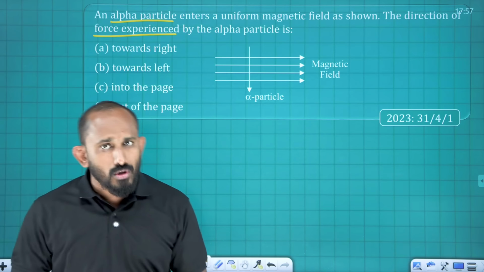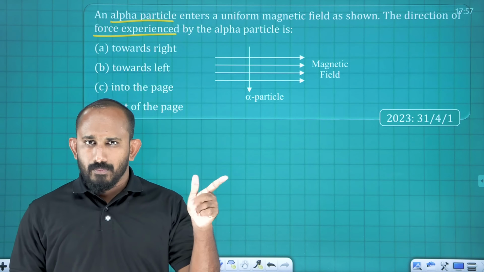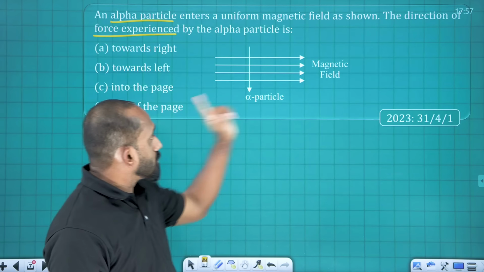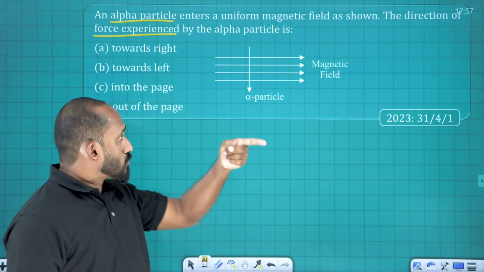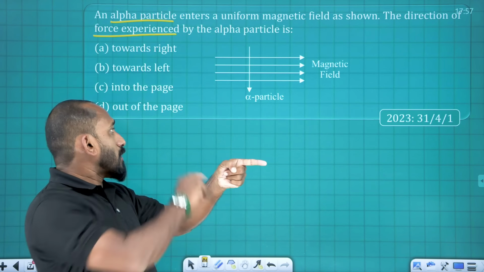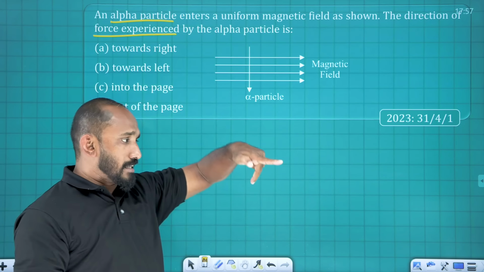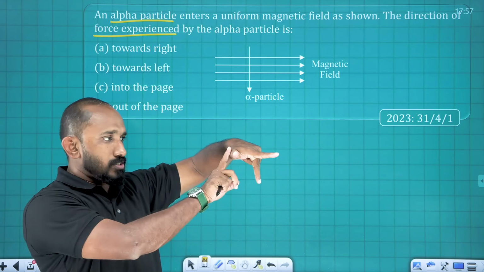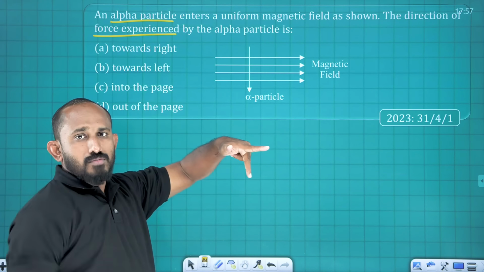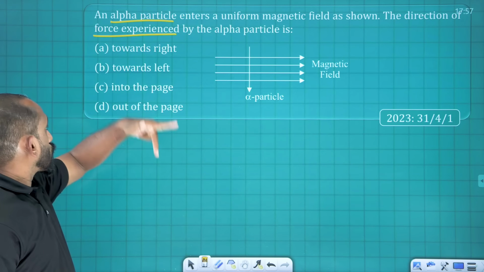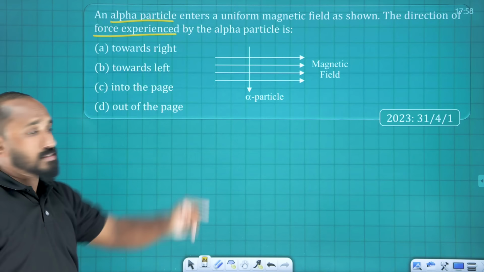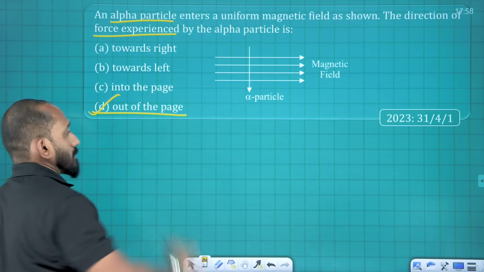Fleming's left hand rule, you have to use it. Left hand rule. So alpha particle, see, alpha particle is moving downward and the magnetic field is in that direction. So first, index finger to the direction of the magnetic field, towards left. Alpha particle downward it is, so middle finger downward, thumb out. See, stretch. Magnetic field, current, then thumb is out of this page. Check the options: towards right, towards left, into the page, out of the page. Answer is out of the page. D is the correct answer.